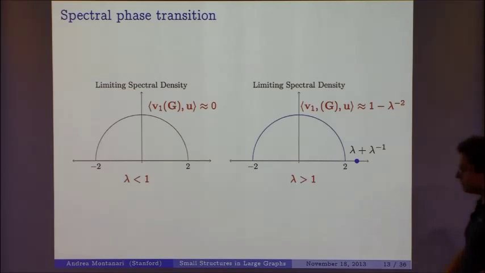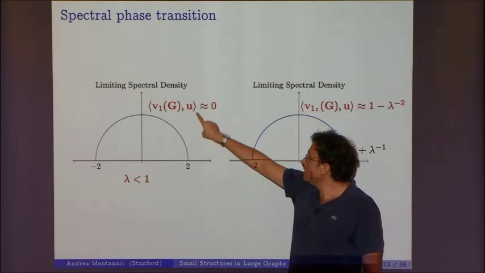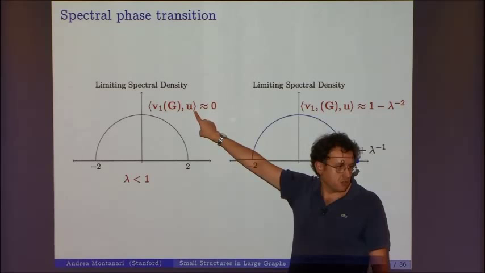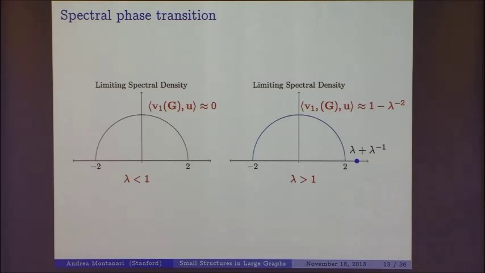Further, if you look at the top eigenvector of this matrix, this is basically orthogonal to the vector that you want to reconstruct. So in this regime, there is basically no use in doing principal component analysis. You can forget about it.